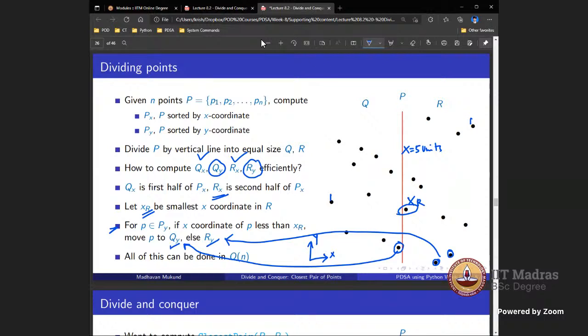Okay, so we do not know the middle line coordinate, so we assume that the first point in R is the middle coordinate.